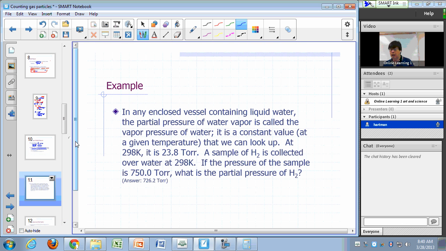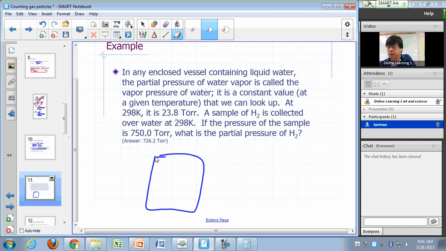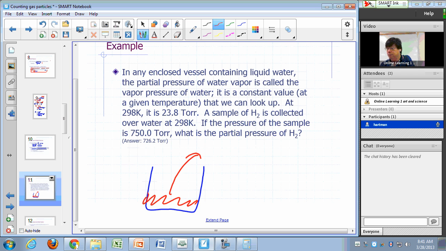Here's a common setup in the lab where you would need this type of information. If you have an enclosed vessel, well, let's put an open vessel first. Let's say you have a beaker and you put some water in it. What happens to the water eventually? It dries out, right? It evaporates. But what would happen if I were to close it up?